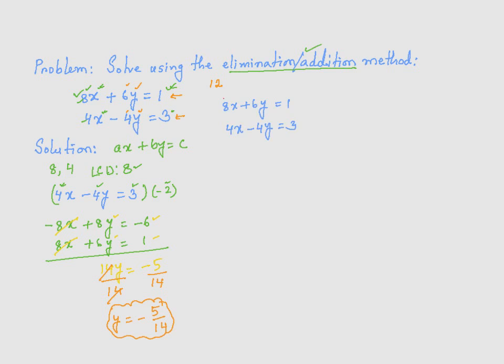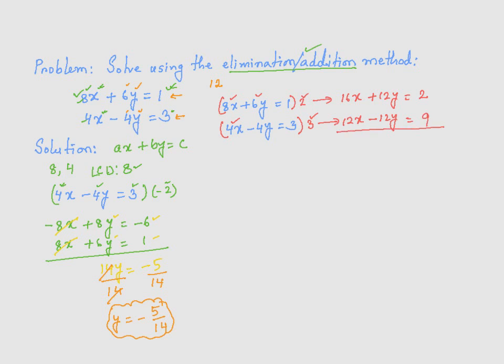So what I'm going to do is take the first equation and multiply it by 2, and take the second equation and multiply it by 3. From the first equation, 2 times 8x is 16x, then 2 times 6y is 12y, then 2 times 1 is equal to 2. And from the second equation, I get 3 times 4x is 12x, then 3 times negative 4y is negative 12y, and 3 times 3 is 9.